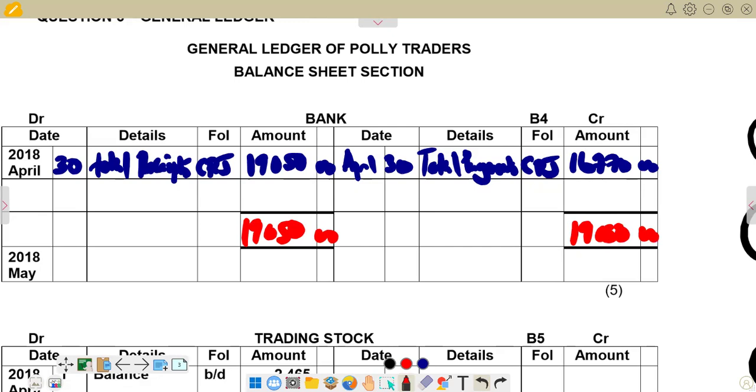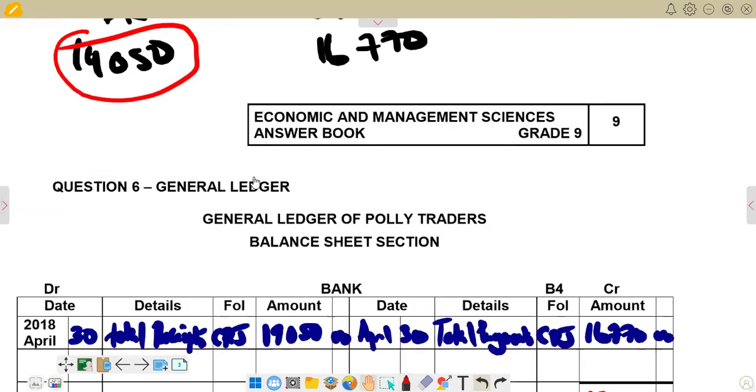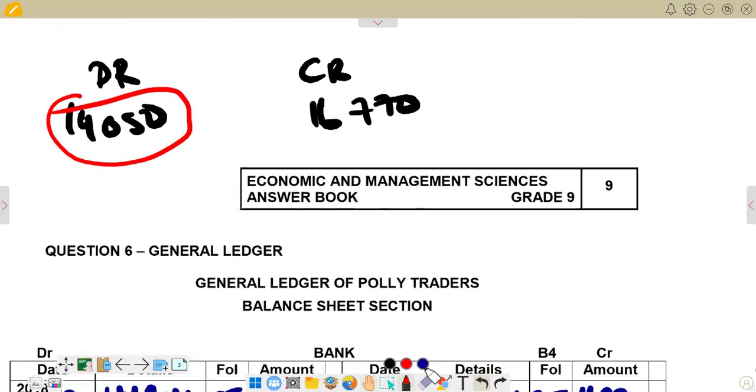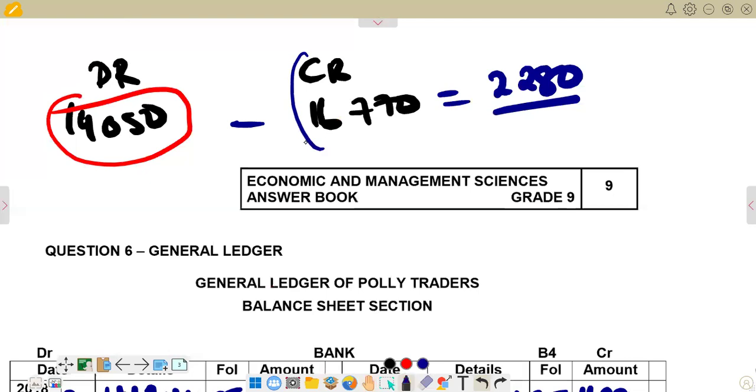Then you find the difference between the two. That is, we are saying 19,050 minus 16,770. There you are going to get 2,280. So this is your balance CD, and it goes to the side with the smaller total. The smaller total is the credit side. So that's where you're going to have your balance CD.